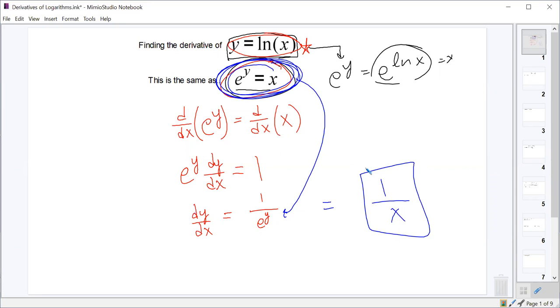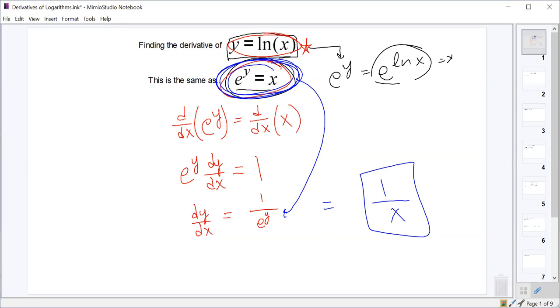This is a rule that you're going to want to memorize. The derivative of natural log x is 1 over x. Good? Good.